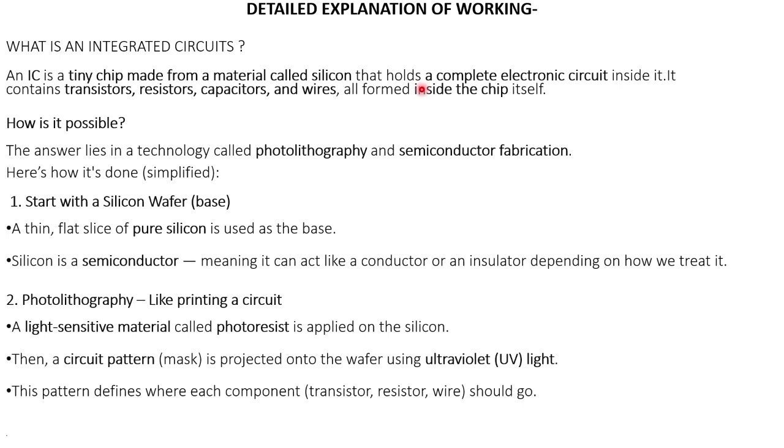It contains transistors, resistors, capacitors, and wires, all formed inside the chip itself. So there's a chip which contains transistors, resistors, capacitors, and wires, fitted into a single chip, and that chip is known as an integrated circuit. So how is it possible?